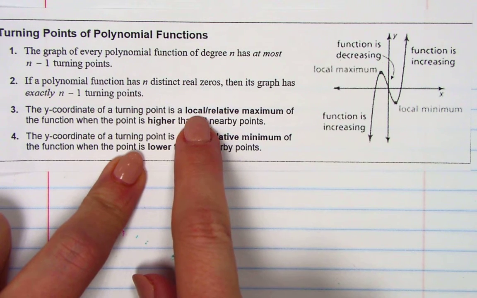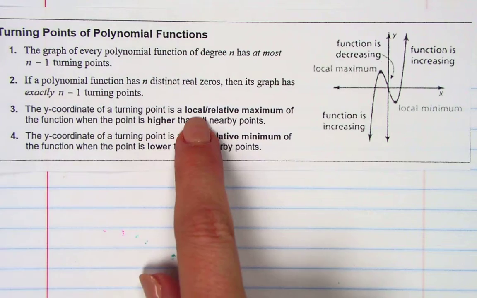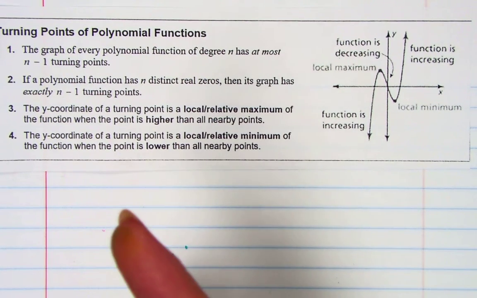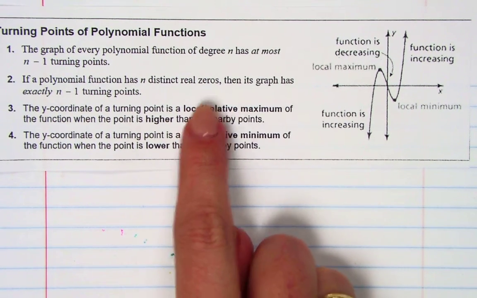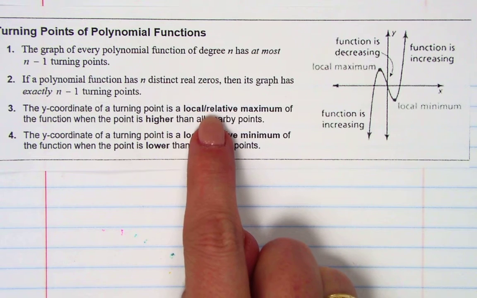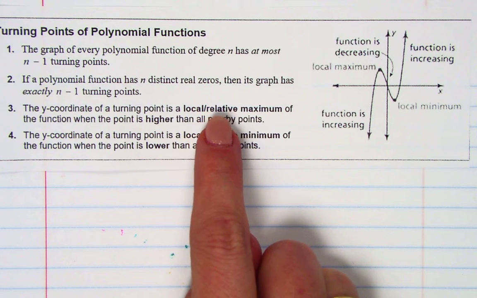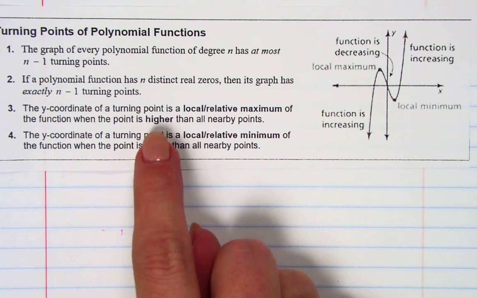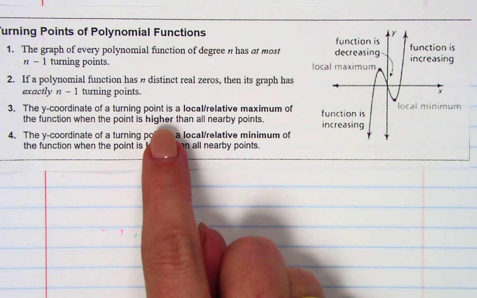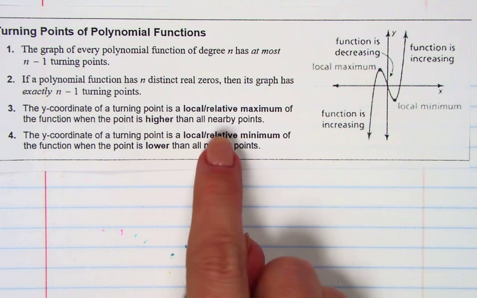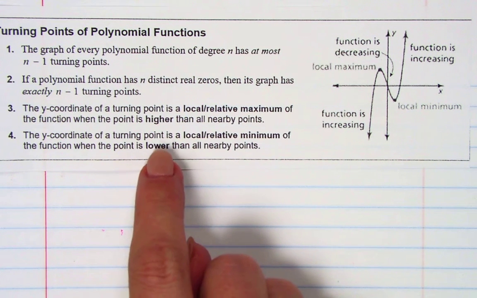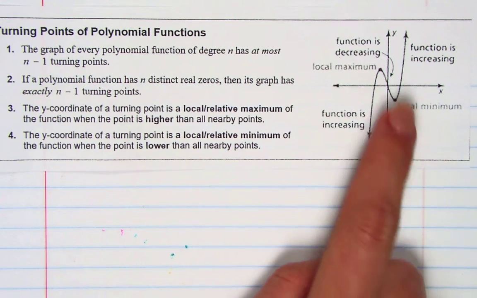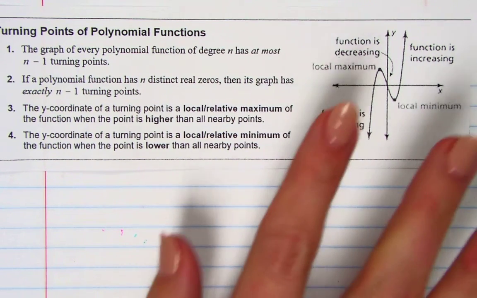And then they tell you the y coordinate is the local or relative maximum. Okay, another word for local maximum would be relative maximum because it's just compared to the ones around it. Okay, and that's when the point is higher than all the nearby points. We just talked about that. Okay, local relative minimum is when the point is lower than all the nearby points. Okay, again, we already talked about that.